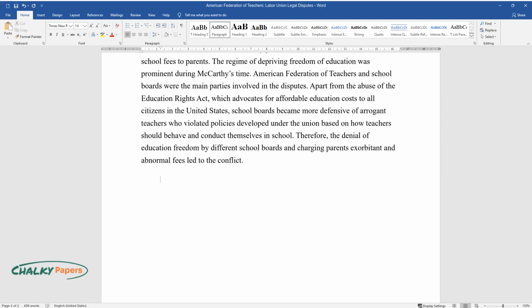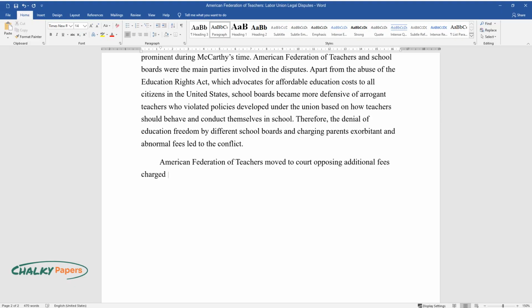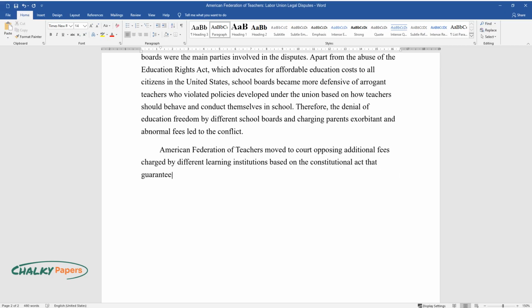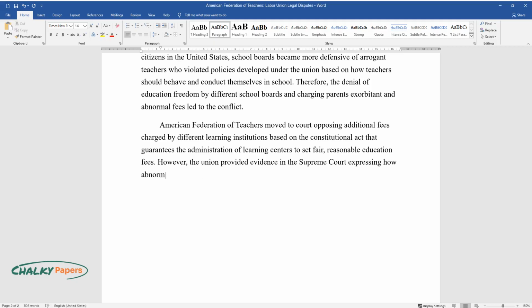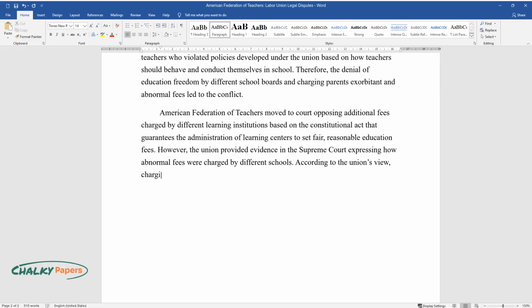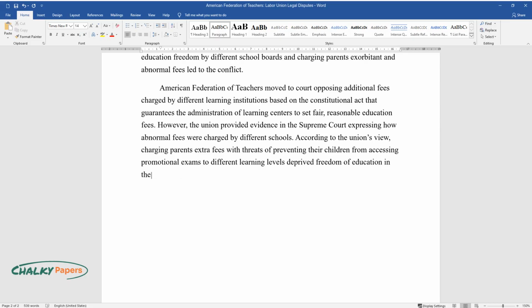conflict. American Federation of Teachers moved to court opposing additional fees charged by different learning institutions based on the constitutional act that guarantees the administration of learning centers to set fair, reasonable education fees. However, the union provided evidence in the Supreme Court expressing how abnormal fees were charged by different schools. According to the union's view, charging parents extra fees with threats of preventing their children from accessing promotional exams to different learning levels deprived freedom of education in the United States.